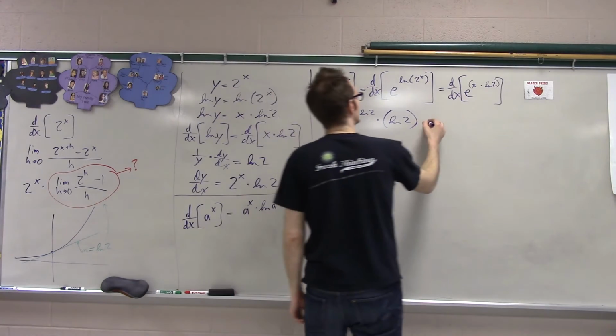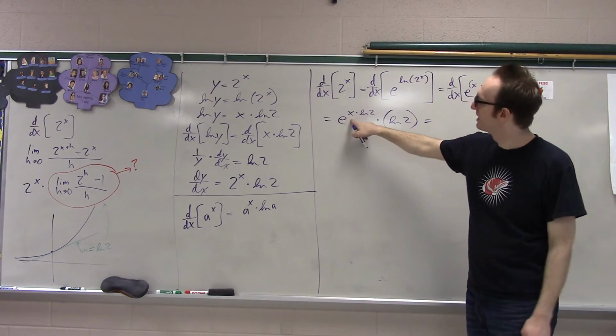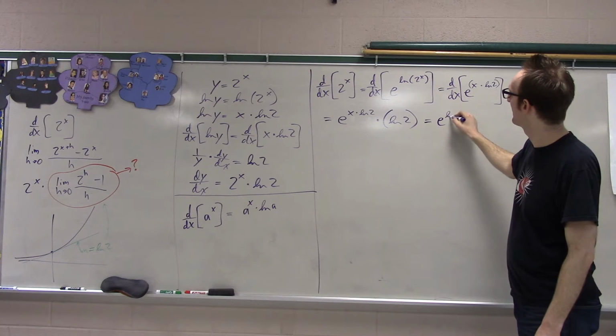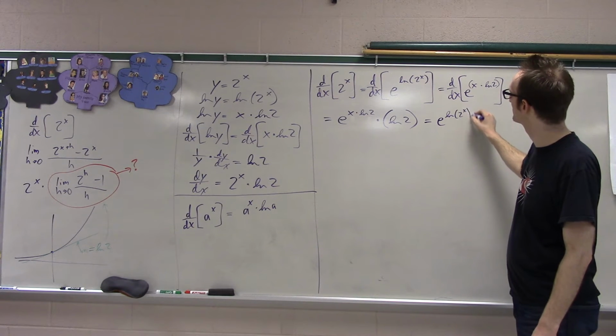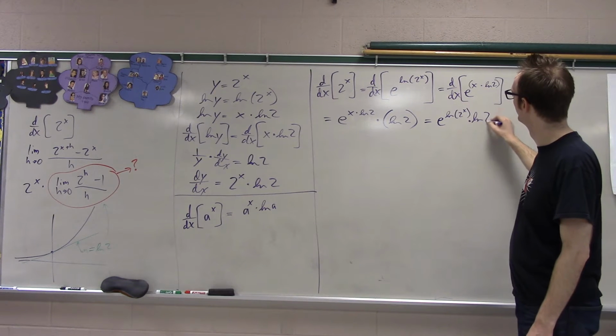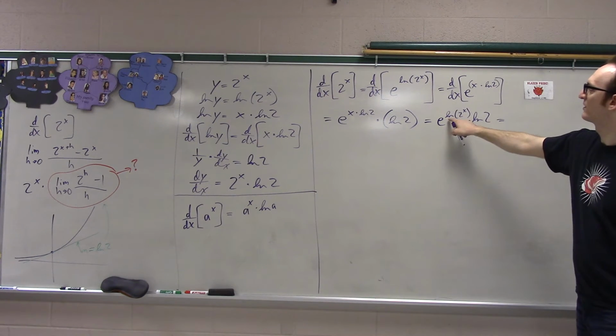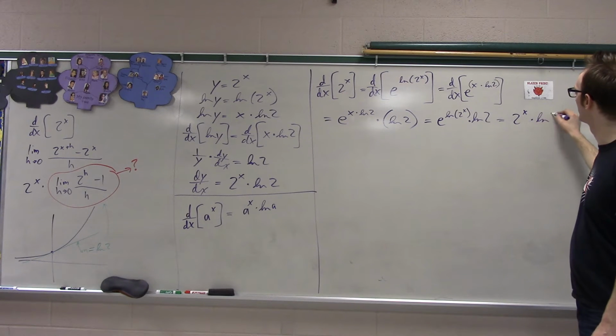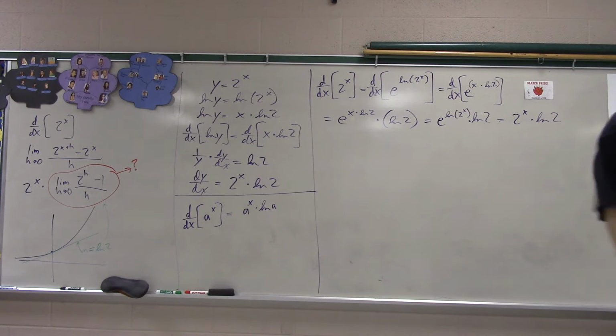And now you just put everything back where it came from, right? Now pop the x back up. So this is e to the ln of 2 to the x times ln 2. And e to the ln of 2 to the x is 2 to the x, so we get 2 to the x times ln 2. Alright, it is the exact same thing.